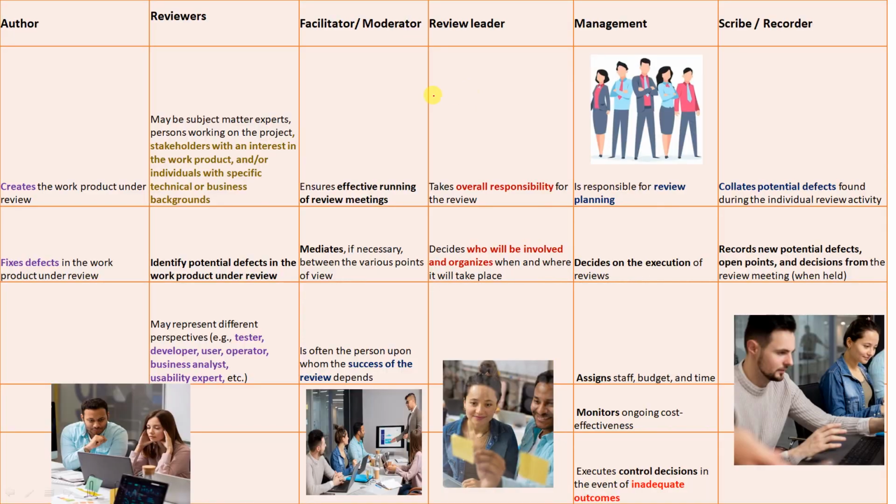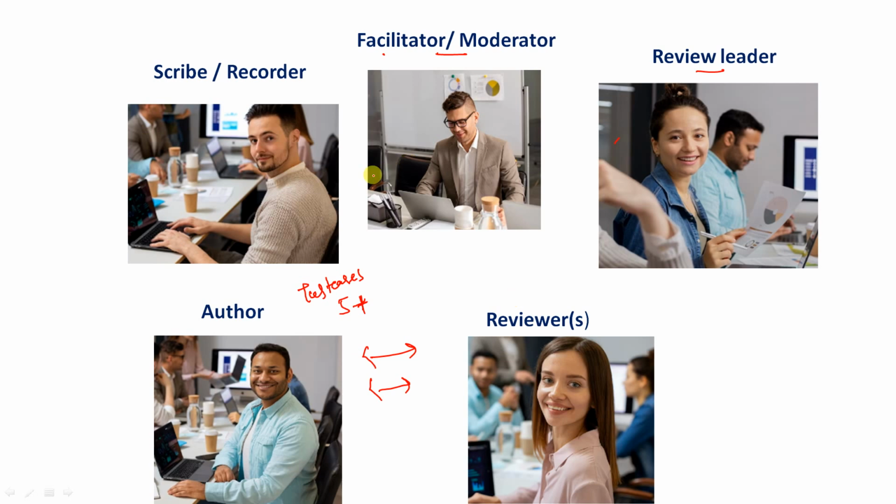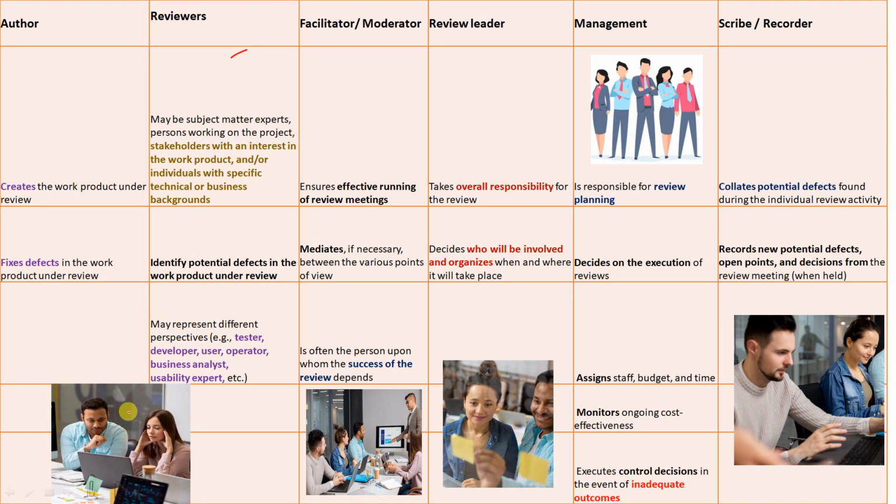Okay, so let's go into this. This may be a bit complicated, but after understanding these you will remember, you'll never forget. All right, author: he creates the test product under review, and fixes the defects in the work product under review. He creates a test product and sends it to review. After review she gives some comments and he fixes the defects. That's all his role is. Understood? Creates the work product, fixes the defects in the work product.